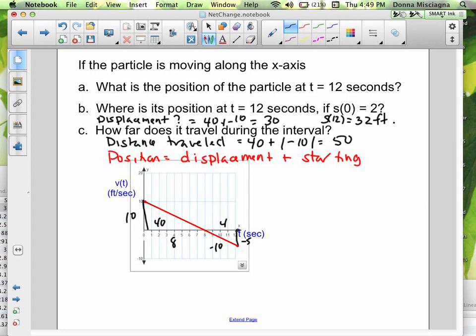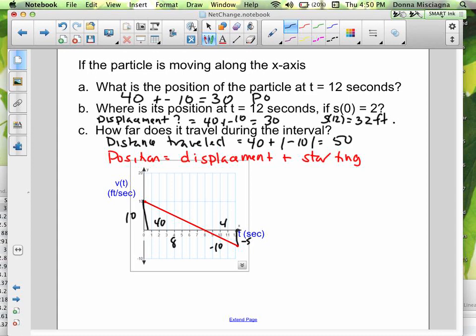All right, so it's moved 40 feet in the positive direction, and then it's moved 10 feet in the negative direction, right? Just find the area of the triangle, because that area under the curve is going to give us position, because this is velocity. Oops, sorry, I wrote the wrong number. So 40 plus a negative 10 is going to give us 30. That's our position.